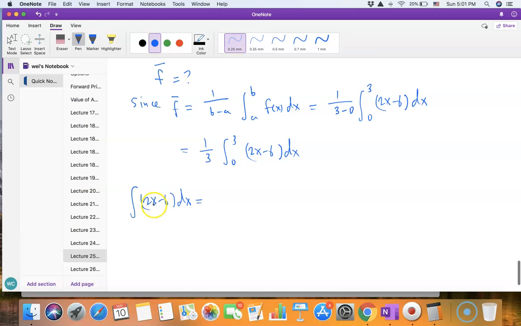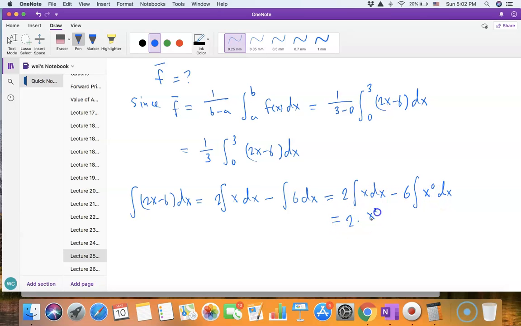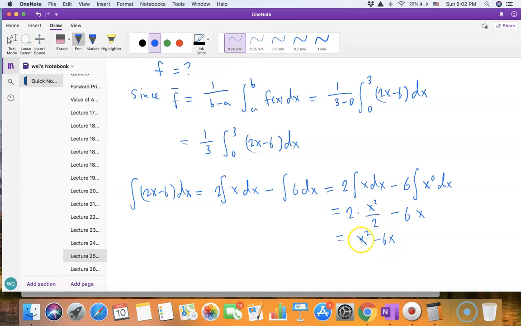To use the first fundamental theorem of calculus, we need to know what is the antiderivative of this function. So we start solving for this indefinite integral, and we can do this by using the properties. So we can write this as 2 times the integral of x minus the integral of 6 dx. Okay, so then we have 2 times the integral of x dx minus 6 times the integral of x to the 0 dx. So then we can use the power rule to find the antiderivative for each integral. So this is 2 times x squared over 2 minus 6 times x, which is x squared minus 6x. Okay, since the antiderivative of the function 2x minus 6 is x squared minus 6x.